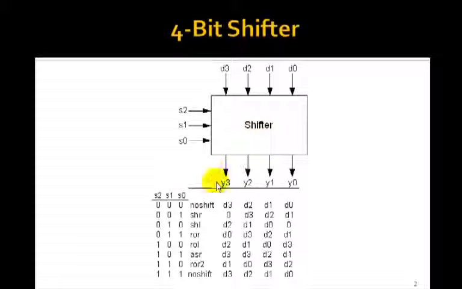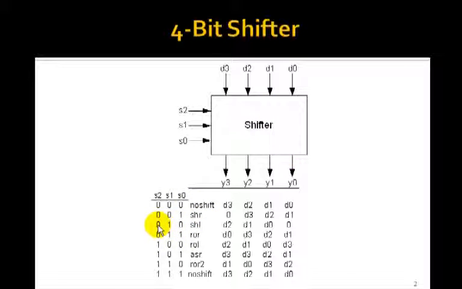For example, if S2, S1, and S0 are all 0, then there's no shift. That is, Y3 gets D3 and Y2 gets D2 and so forth. So it's just exactly the same. If we make the 3 control lines 0, 0, 1, then we shift right 1 bit, and we'll sort of pump a 0 in from the left. So Y3 becomes 0, then Y2 gets D3, Y1 gets D2, and Y0 gets D1. See, they just get shifted over.